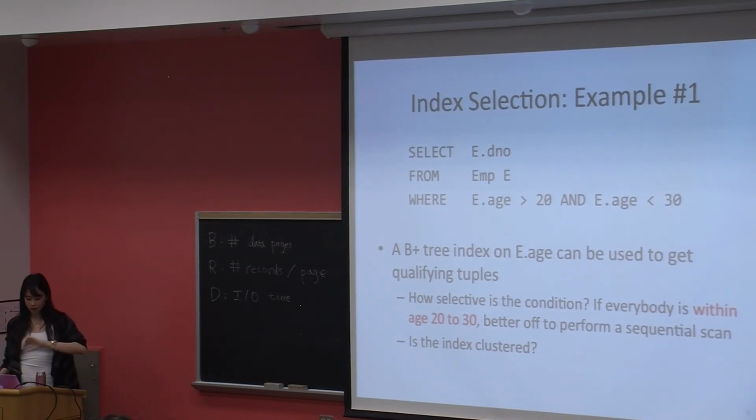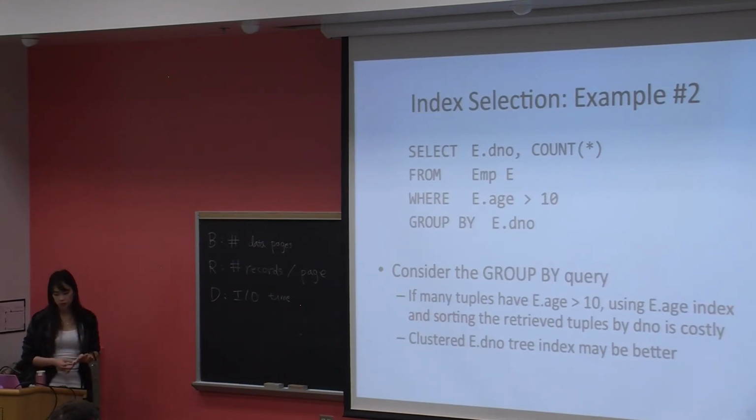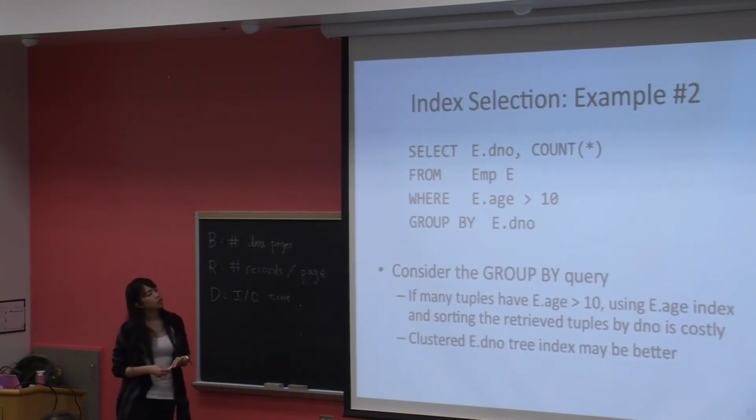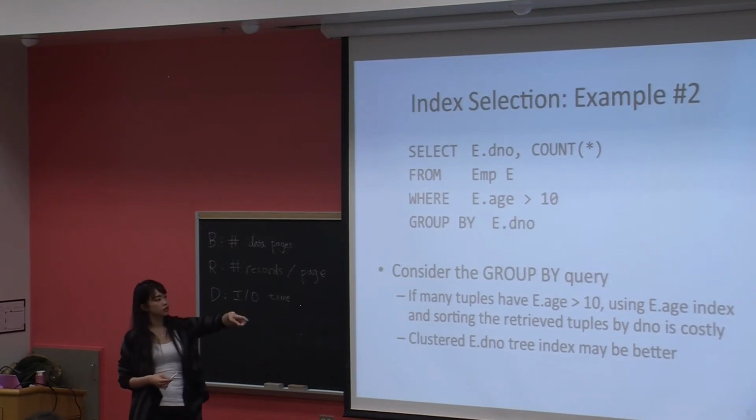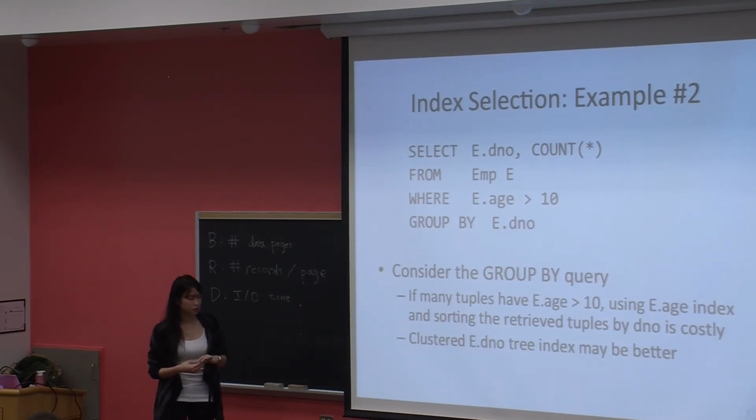Like before, we consider a bit more. Now we also consider group by. In this example, really similar to the one we just drew on the board, if we want to find the number of employees that are older than 10 years old and group by the department number. It doesn't really make sense because if you work, you should be older than 10 years old. But anyway, that's the example right here. If we consider group by, what kind of index do you think will be the best?